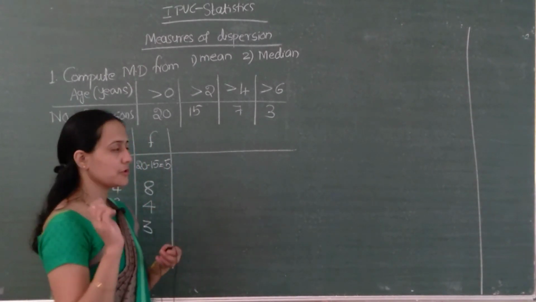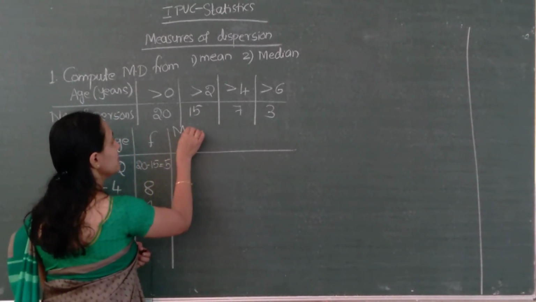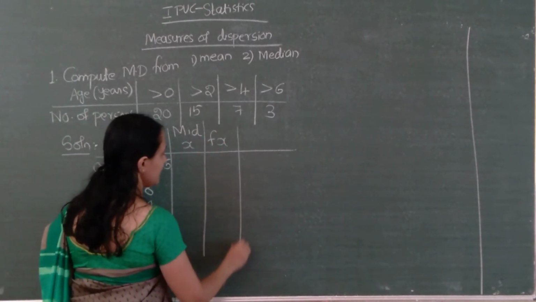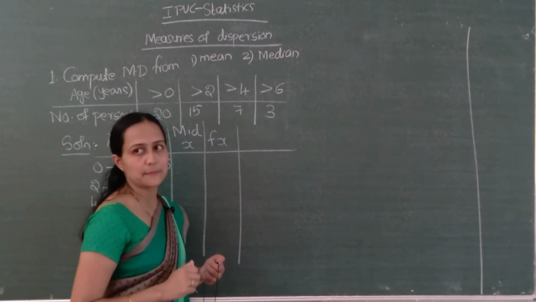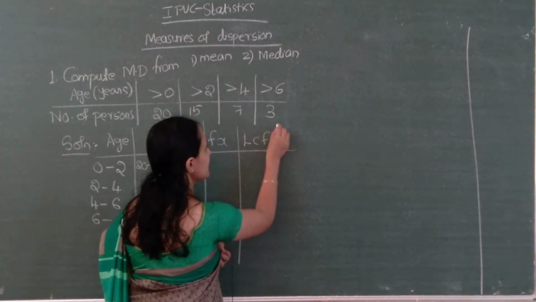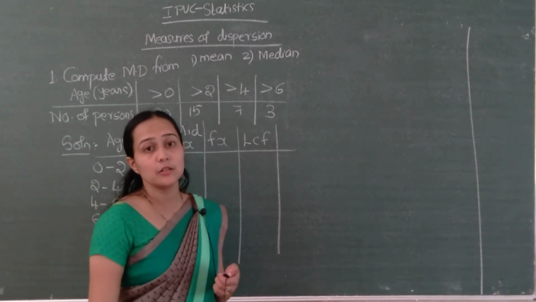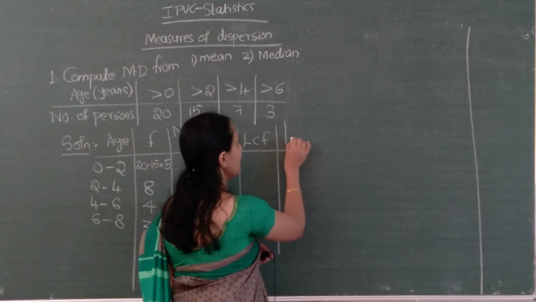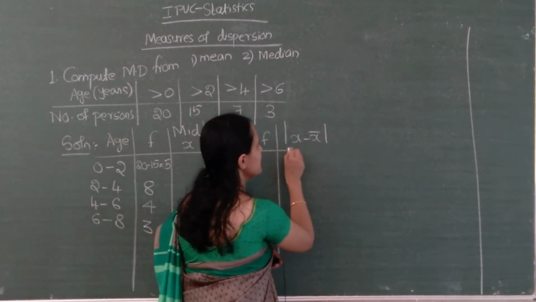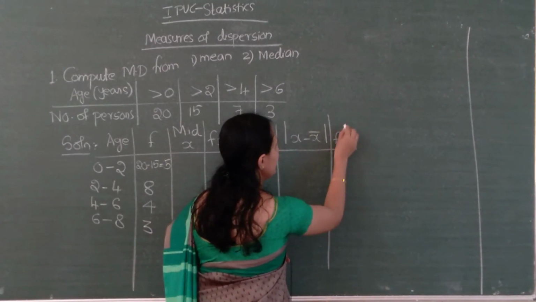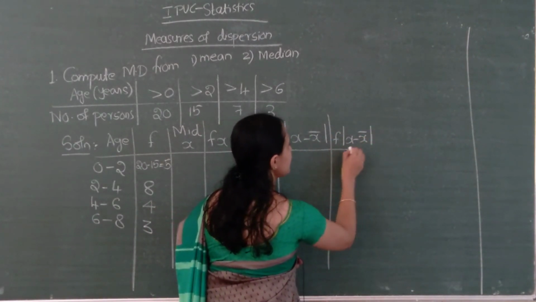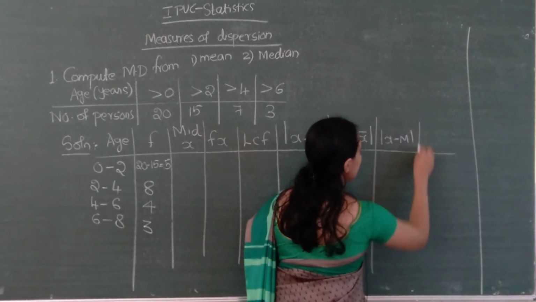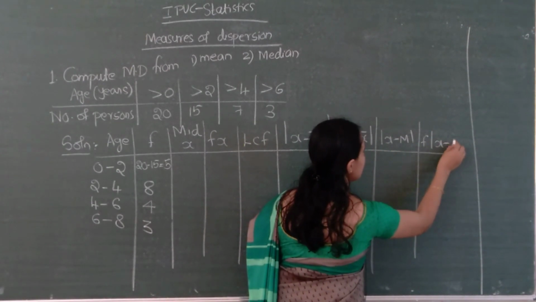Next, same as usual. First we have to compute mid x. Next one column for f into x, that is for finding x bar. Next, less than cumulative frequency is required to compute the median. Next one column for mod x minus x bar, the absolute deviation. Next f into mod x minus x bar. Next mod x minus median. Last, f into mod x minus median.